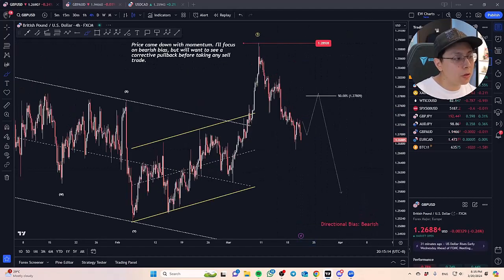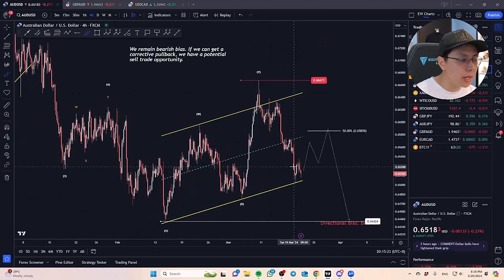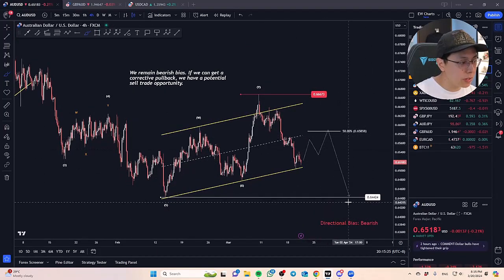Pound dollar as well. If you can get a corrective structure, we're gonna look to sell. I think very straightforward, right? Because the first move is impulsive to the downside. Aussie here as well, impulsive to the downside. If we can get a corrective structure, we'll look to sell.